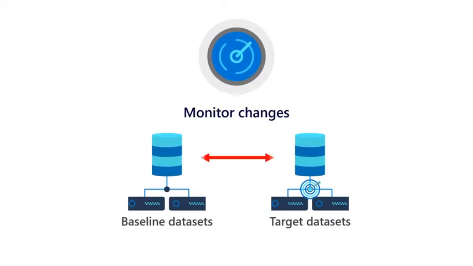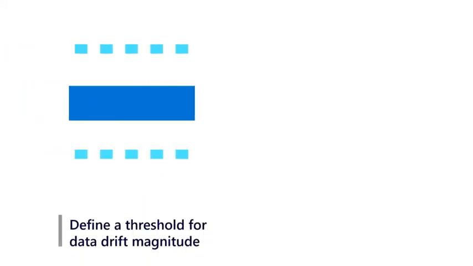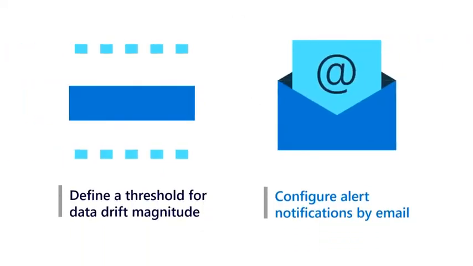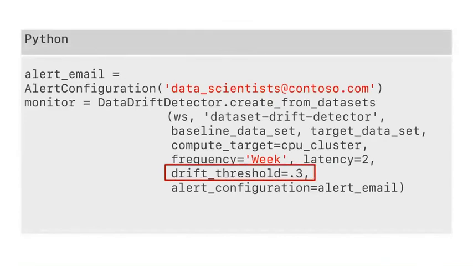Data drift is measured using a calculated magnitude of change in the statistical distribution of feature values over time. You can expect some natural random variation between the baseline and target datasets, but you should monitor for large changes that might indicate significant data drift. You can define a threshold for data drift magnitude above which you want to be notified and configure alert notifications by email. For example, using Python code, you can schedule a data drift monitor to run every week and send an alert if the drift magnitude is greater than 0.3.